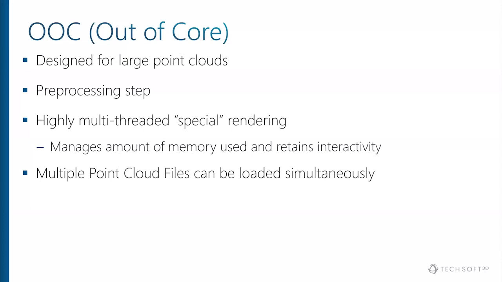So it's designed for very large point clouds, above 50, 100 million points. In that range, it makes sense to use out of core. It requires this pre-processing step, so it takes a while to compute this data. If you have a very large point cloud, it can be hours, theoretically, where it basically churns and optimizes the point cloud and makes it ready for rendering.